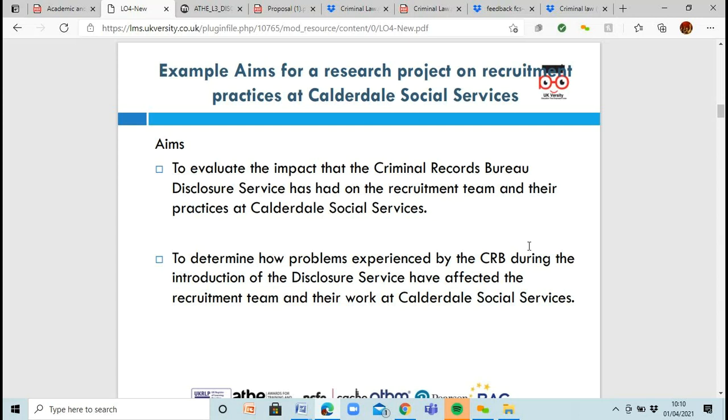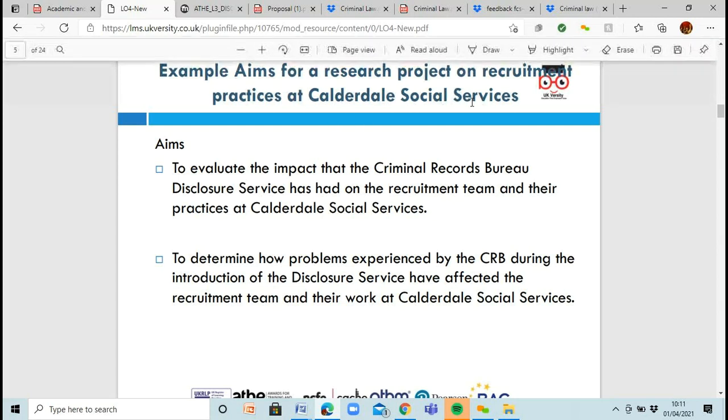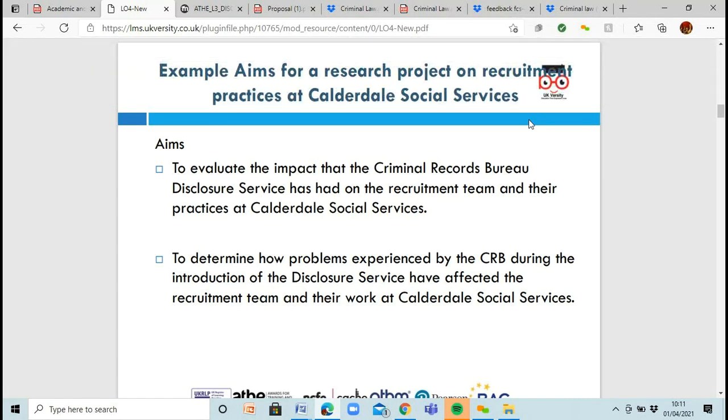So this is just looking at how, when we work, anybody that is working closely with vulnerable people or young children, we all have to go through a CRB check, don't we, before we can actually start working, to make sure that we've got a clear history and that there's nothing in our records that will show that we're a risk towards certain people. So this is looking at how those checks have affected the recruitment services for Calderdale Social Services. This is just another example.